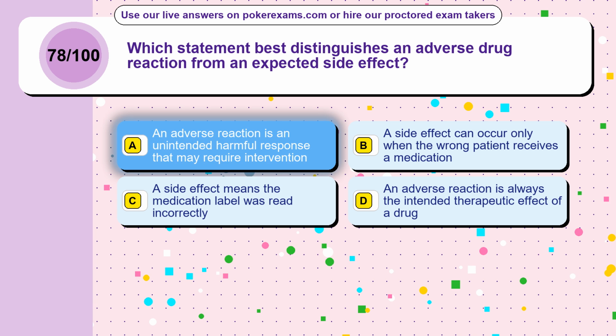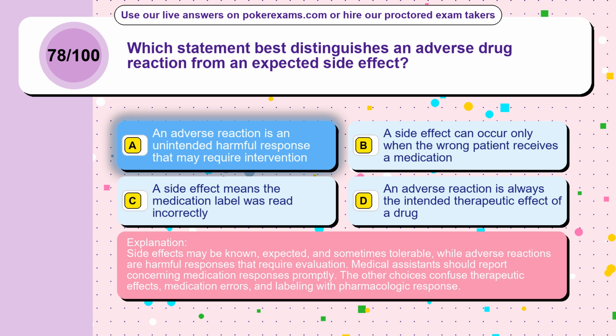The correct answer is option A. An adverse reaction is an unintended harmful response that may require intervention. Side effects may be known, expected, and sometimes tolerable, while adverse reactions are harmful responses that require evaluation. Medical assistants should report concerning medication responses promptly. The other choices confuse therapeutic effects, medication errors, and labeling with pharmacologic response.